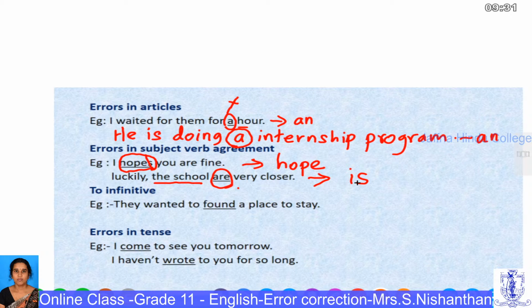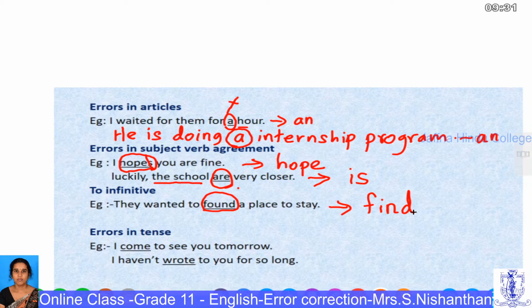When we use to, we should use the infinitive verb with it. "They wanted to found a place." The verb we should use here is the verb stem. The verb stem of found is find. So, they wanted to find a place to stay.